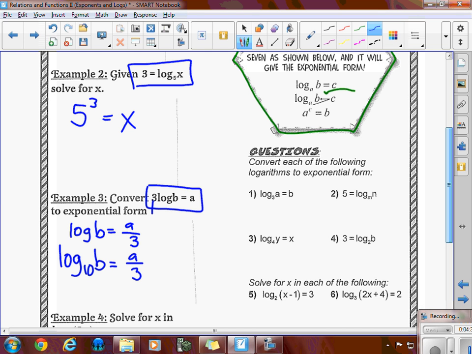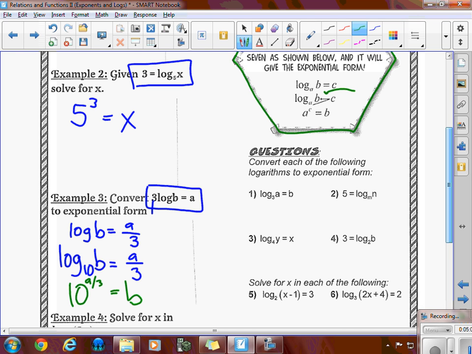Now we should have no problem either doing that guy's 7 rule or just doing what we said. A base always remains a base. So what would we have as a base? 10. The answer to a log is an exponent. So 10 to the a over 3 equals b, the stuff. Now, Cole, what was your question?